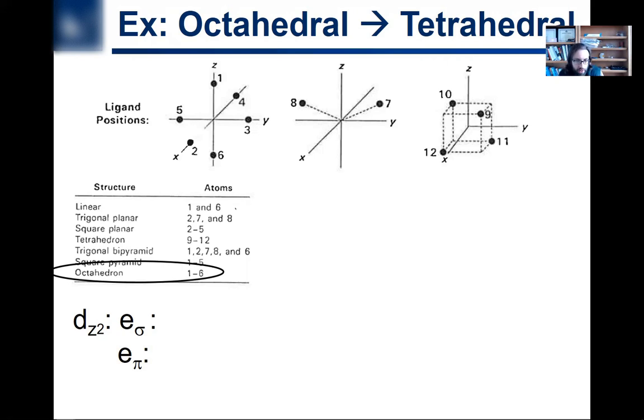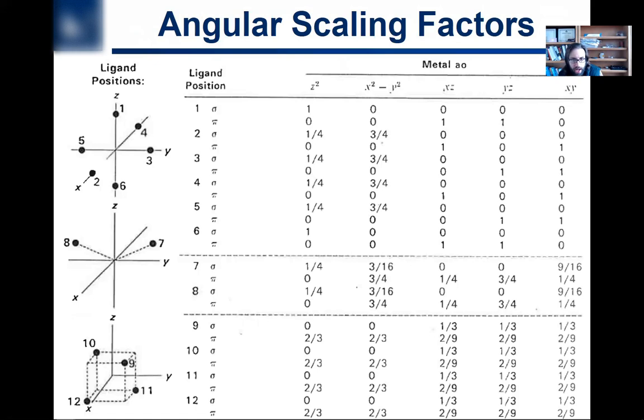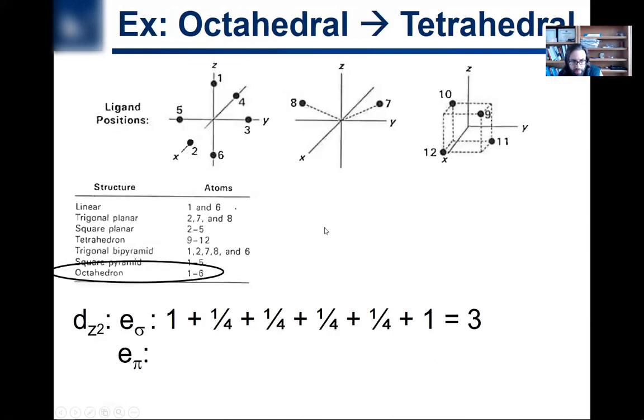So first, let's do the dz squared. So E sigma, how do we calculate that? Well, for dz squared, all we're going to do is add up all the E sigma values for positions 1 through 6 under z squared. So it's going to be 1 plus 1 quarter plus 1 quarter plus 1 quarter plus 1 quarter plus 1. That's for sigma interactions. Okay? And so that is equal to 3. And so we have a value of 3 sigma so far.